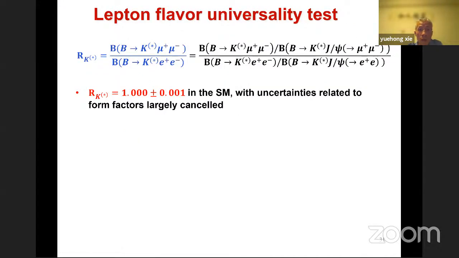Okay, now we move to lepton flavor universality tests, the last topic. We define the observables RK or RK star. RK is the ratio of the branching fractions of B to K mu mu and B to K e e, and RK star is defined in a similar way. As we know, in the Standard Model, muons and electrons have exactly the same couplings in electroweak interactions. Therefore, RK is expected to be very close to unity, and the uncertainties related to form factors are largely cancelled.